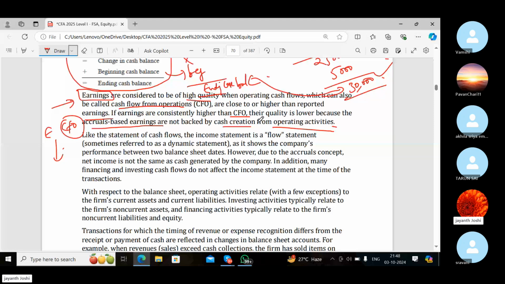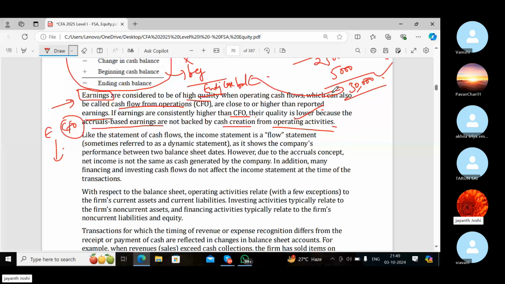They say that if your earnings are constantly higher than the cash flow from operations, that is lower quality earnings, because if you are following the accrual concept to calculate your earnings, whatever cash gets created because of operating activities, the accrual concept has nothing to do with that. When I speak about earnings, I speak about making an income statement. When I speak about operating activities, I speak about making a cash flow statement. Both are working on different concepts.